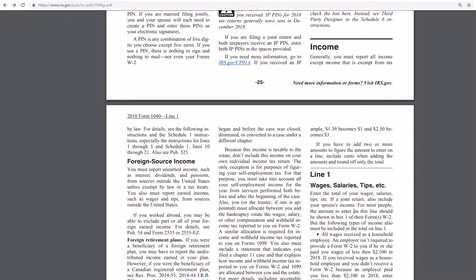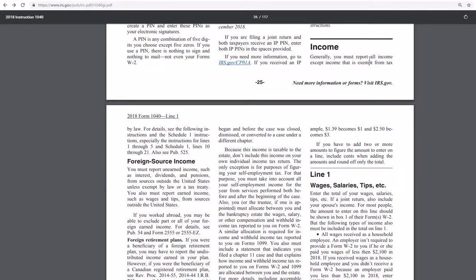I want to talk about what income you would include on your Form 1040. Reading through the 2018 form instructions for the Form 1040, it says right here, generally you must report all income except income that is exempt from tax by law.